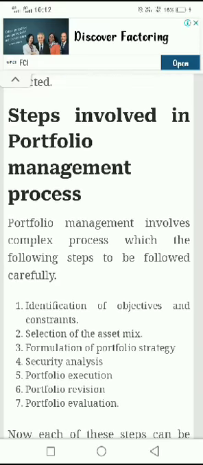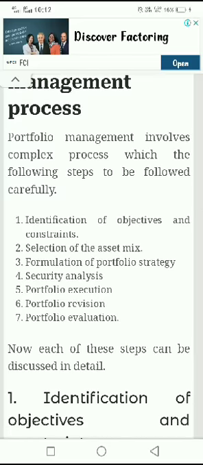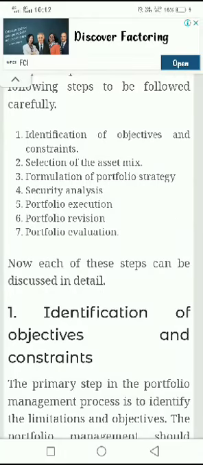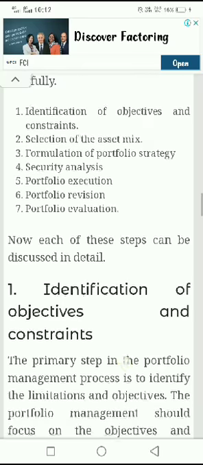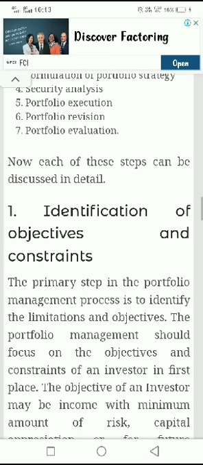Steps involved in the portfolio management process. Portfolio management involves a complex process which the following steps are to be followed carefully. Point 1 Identification of the objective and the constraint. Point 2 Selection of the asset mix. Point 3 Formulation of the portfolio strategy. Point 4 Security analysis. Point 5 Portfolio execution. Point 6 Portfolio revision. Point 7 Portfolio evaluation. Now each of these steps can be discussed in detail.